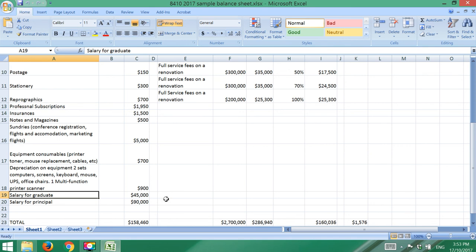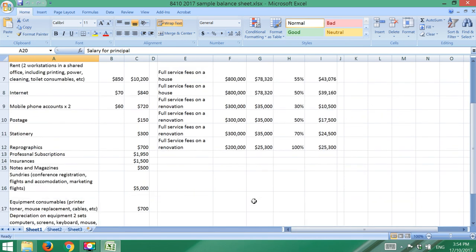So essentially, by the way, this is the salary I wish I got. I didn't actually get that, and the reason why is the total of all of this is 158,460, with the salaries being about 135,000 of it. So really, you're talking about 22,000 or 23,000 being the other overheads, not salaries.